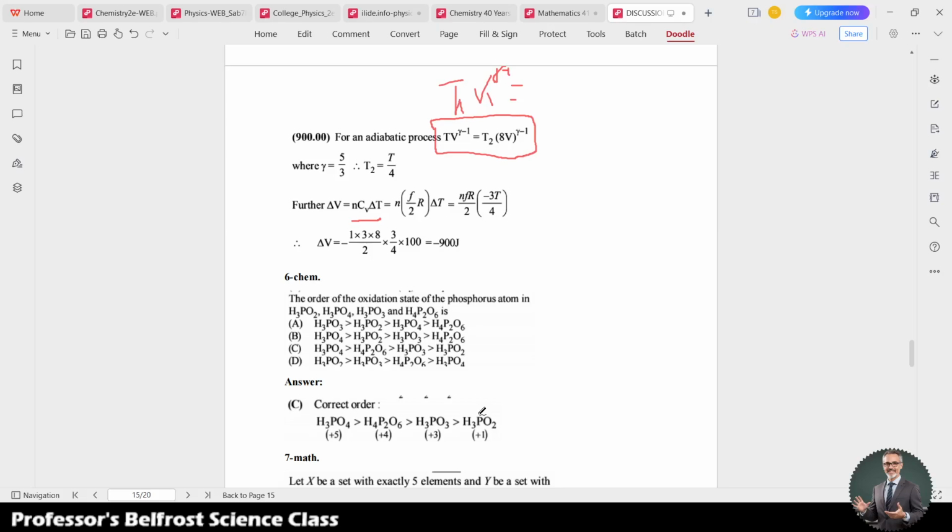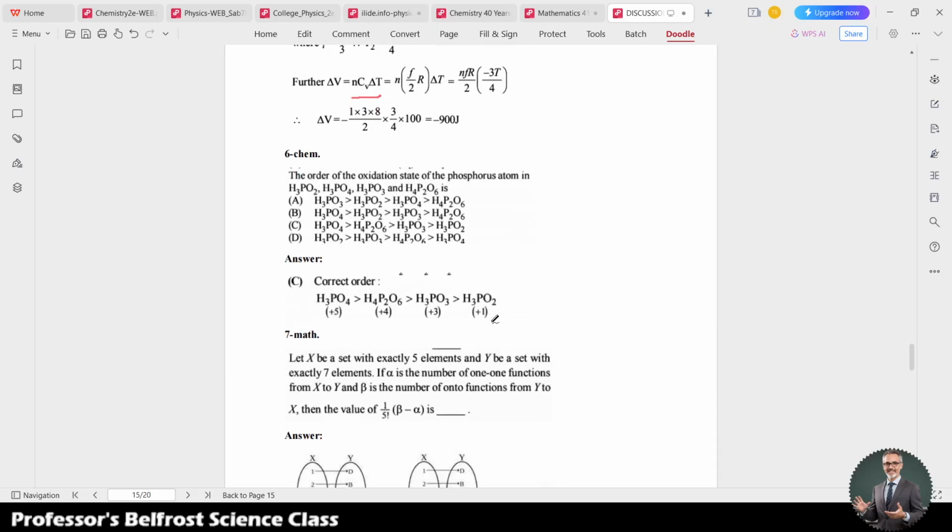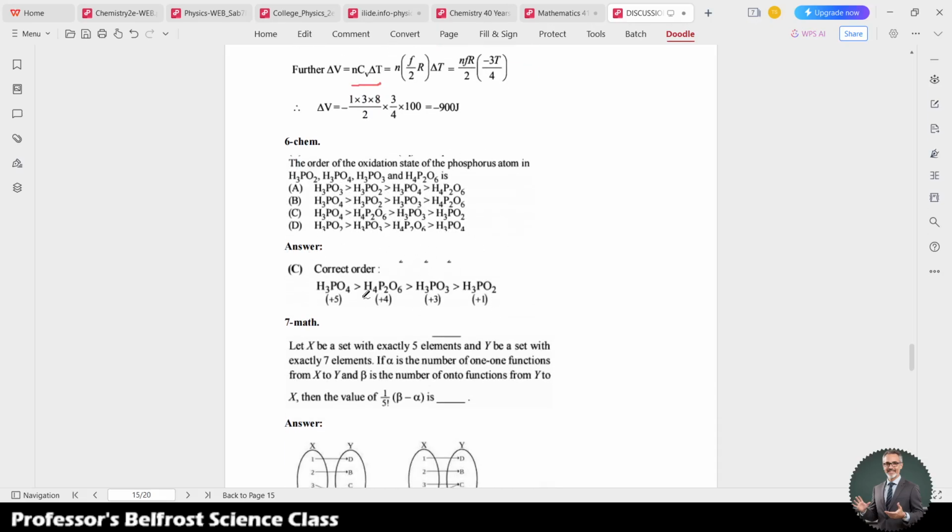The third problem is related to chemistry. The order of the oxidation state of the phosphorus atom in, we have some of these, is... actually this is very easy. First you need to know that for this kind of thing, hydrogen is plus 1 and oxygen is minus 2. Actually you don't need to make it difficult. This is PO4 with minus 3 charge, so it means that minus 3 plus 4 times 2, it is plus 5. For this one it means that it has minus 4 charge.